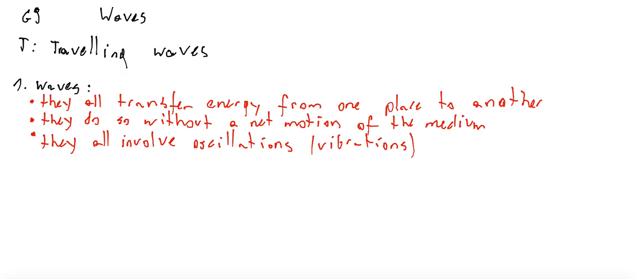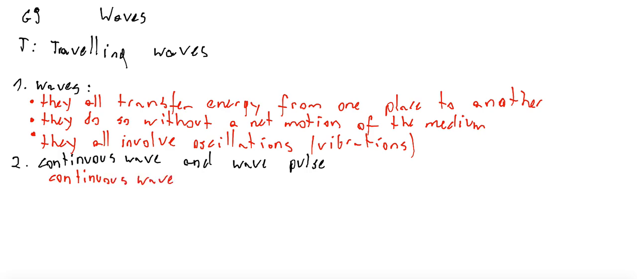You can imagine two types, maybe not types of waves, but kinds: a continuous wave and a wave pulse. So what is the difference between a wave pulse and a continuous wave? A continuous wave involves a succession of oscillations, maybe of individual oscillations.